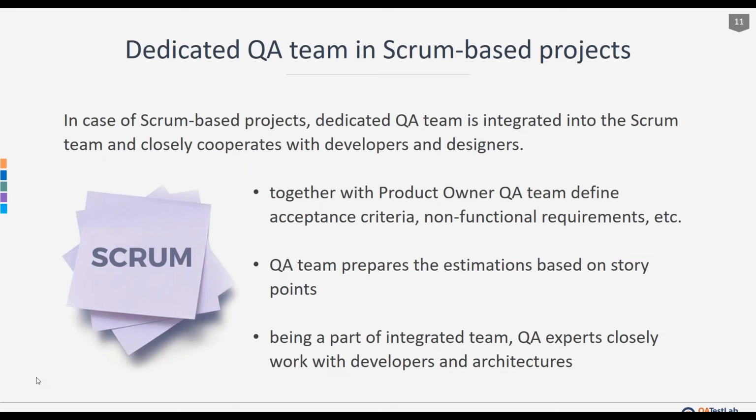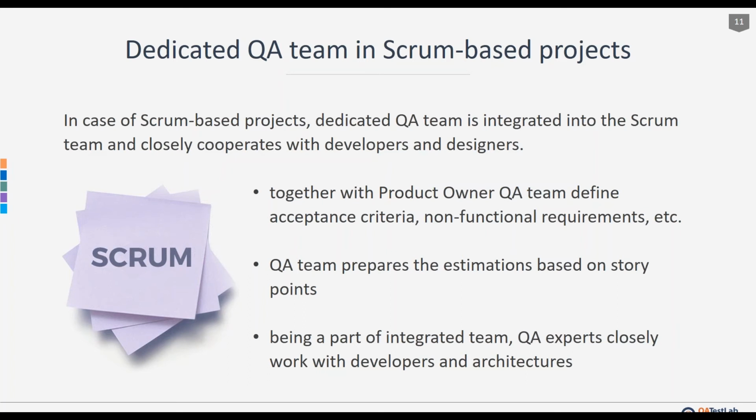Let's also see the dedicated QA team in Scrum-based projects. In case of Scrum-based projects, the dedicated QA team is integrated into the Scrum team and closely cooperates with developers and designers. What does it mean? It means that together with the product owner, the QA team works on the user story development, defines acceptance criteria, and non-functional requirements. The QA team prepares the estimations based on story points.